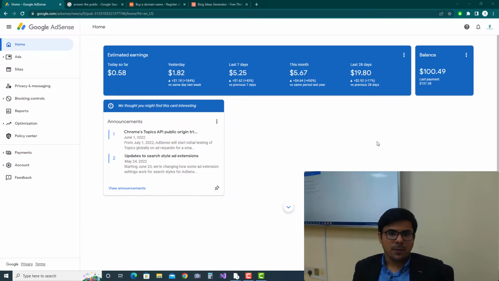So this is a practical strategy. As you can see, here are some results of my AdSense as well. This is my AdSense, so you can see that the last payment was 137 and this month's income is $100. So this is a proven strategy, and I will be guiding you on how you can start working on it.